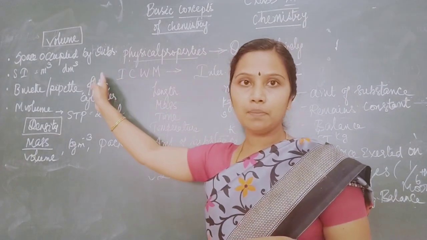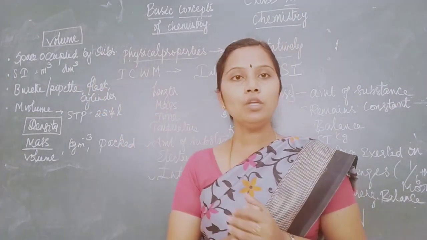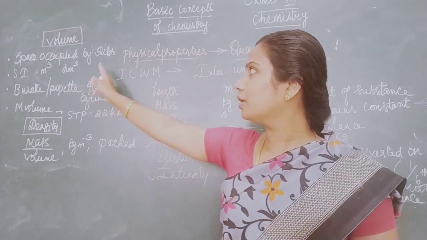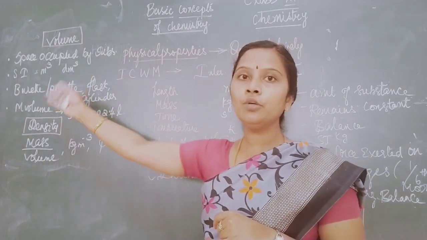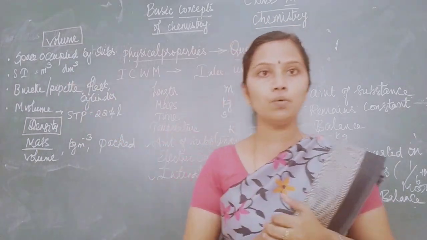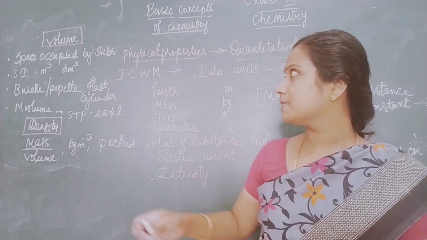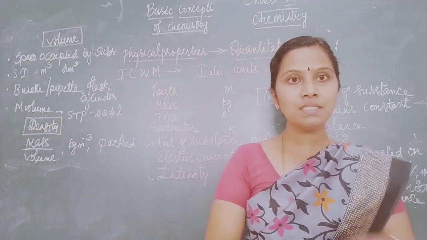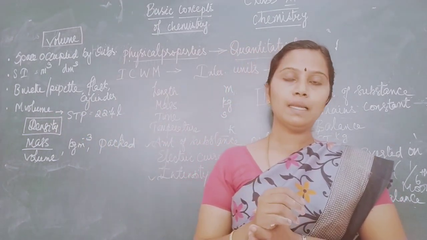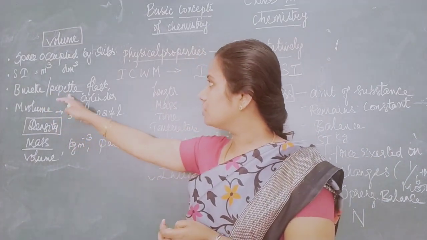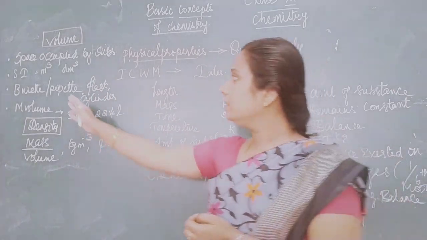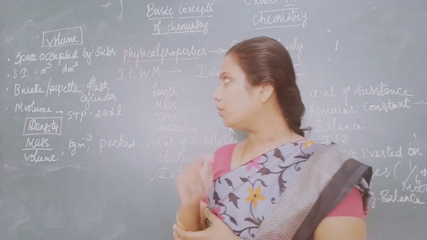Moving to the third physical property, volume. What is volume? Volume is the space occupied by a substance. What is the SI unit of volume? It is meter cube. Suppose I want to indicate a smaller volume, then I will be using decimeter cube. dm³ will be used to indicate smaller volumes of substances. How will you measure the volume of a substance? You have seen burette and pipette in the laboratory. So using burette, pipette, graduated cylinders, or flasks where the measurement is written, you can measure the volume of a substance.